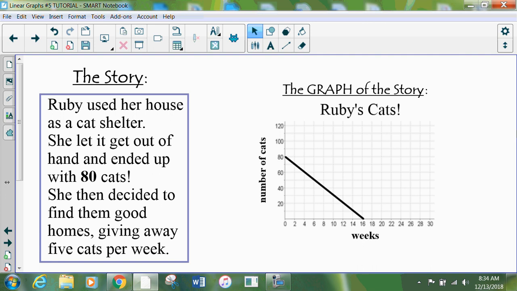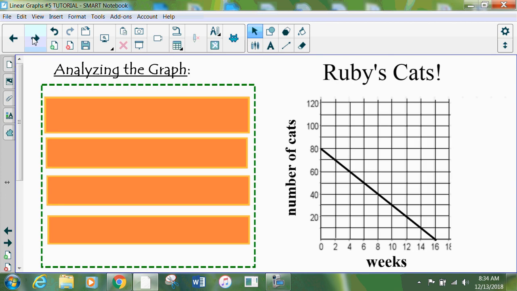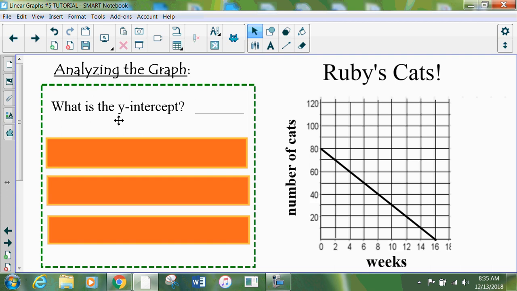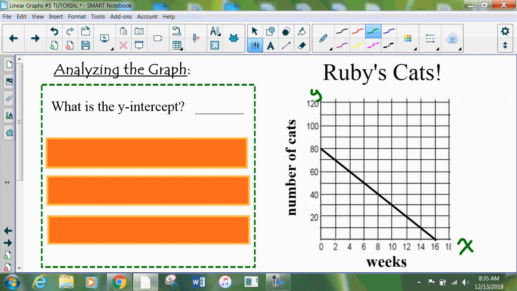You see that the y-axis is labeled number of cats, and the x-axis is labeled weeks. So let's go ahead and take the story, take the graph, and let's analyze how this graph represents the story. So let's look at this first thing. What is the y-intercept? So I go to the y-axis, right? We know this is the y-axis and this is the x-axis. And I see that my y-intercept is 80.